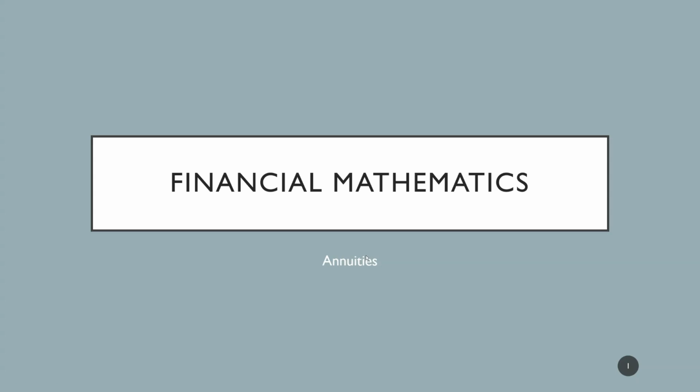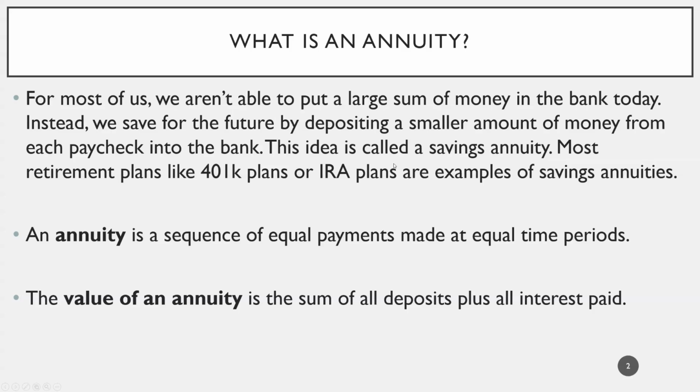In this quick review, we're going to be talking about annuities. Now, what exactly is an annuity? All right, first off, for most of us, we aren't able to put a large sum of money into the bank today. So instead, we save for the future by depositing a smaller amount of money from each paycheck into the bank. This idea is called a savings annuity.